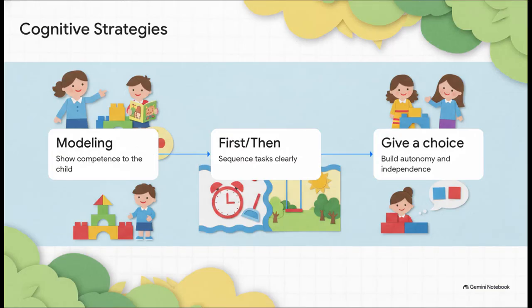Teachers also use some very specific cognitive and language steps. Step 1 is modeling, where the teacher shows competence by demonstrating exactly what to do. Step 2 is the first/then approach, which sequences tasks. And step 3 is give a choice, which builds the child's autonomy. So a teacher might clearly say, first we clean up, then we go outside. Do you want to clean up the red blocks or the blue blocks? This communicates the rules super clearly and empowers the kid without causing unnecessary frustration.